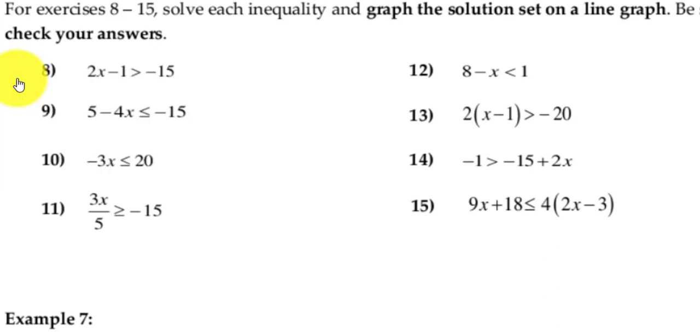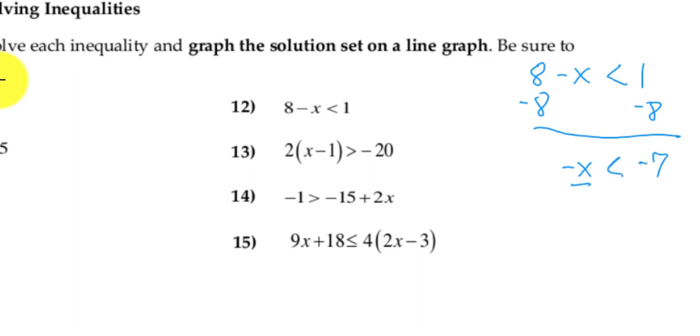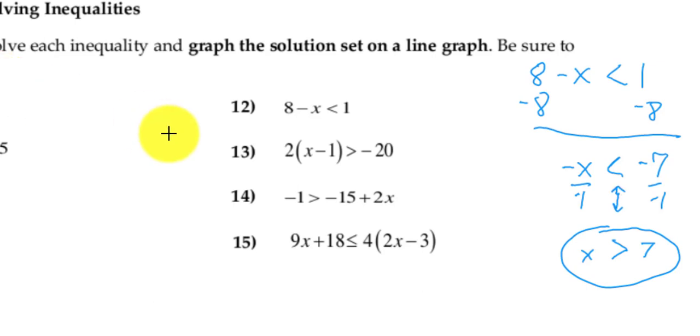I'm going to start with number 12, right? So I'll rewrite number 12 up here. 8 minus x is less than 1. So I'm going to subtract 8 from both sides, and I'm left with -x is less than -7. And to get rid of the negative in front of the x, divide both sides by -1. But when you divide by a negative, you have to change the direction of the inequality. All right, see how I flipped the inequality sign? It went from pointing left to pointing right.